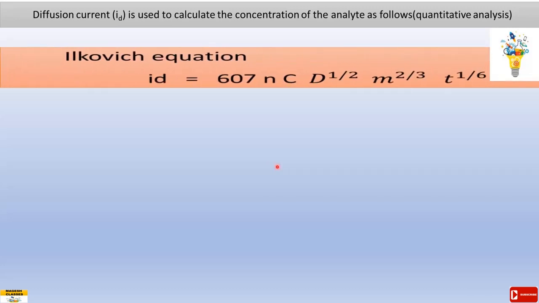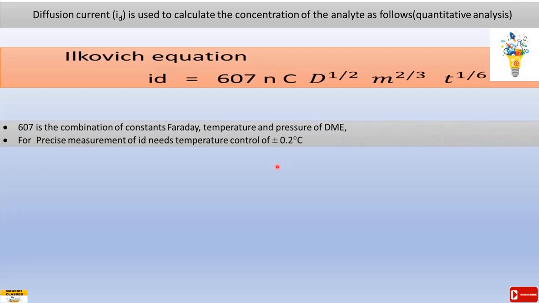The diffusion current Id is used to calculate the concentration of the analyte, so it is used in quantitative analysis. The familiar equation is the Ilkovic equation: Id = 607 n C D^(1/2) m^(2/3) t^(1/6). The number 607 arises from the combination of constants: Faraday, temperature and pressure of the DME.